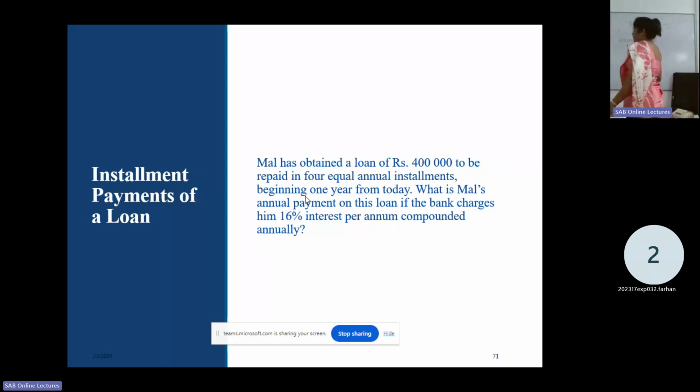So here you have to work out the present value interest factor annuity. 1 minus, this is annual installment, so no need to do any adjustment, 1.16 to the power minus 4 divided by 16%. So likewise you can calculate the annual installment for this loan. How much is it?